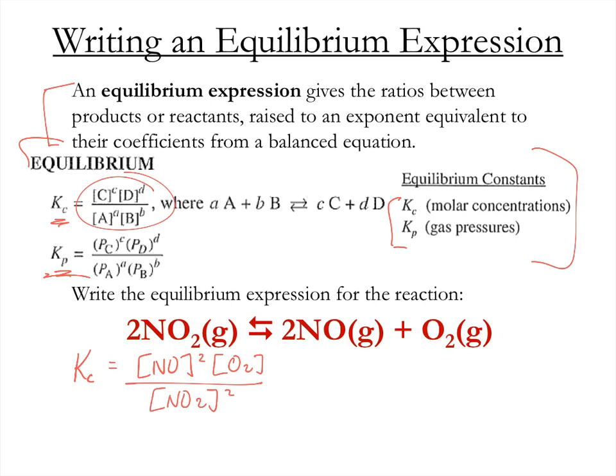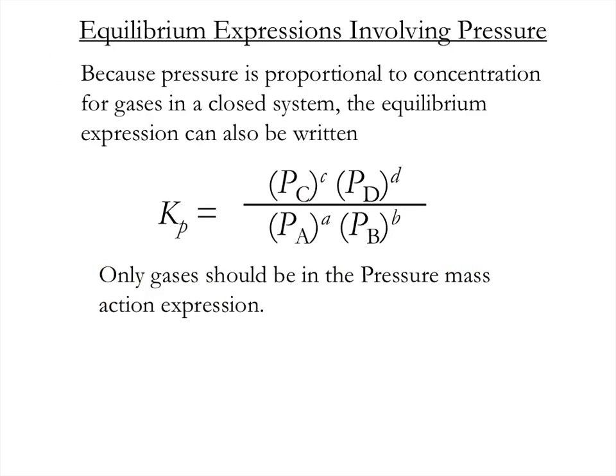If you wanted to write this in the form of a Kp expression, it would be explicit in a question. It would say Kp or Kc. You'd do Kp equals the pressure of NO squared times the pressure of O2 divided by the pressure of NO2 squared. You have to be really clear about that.